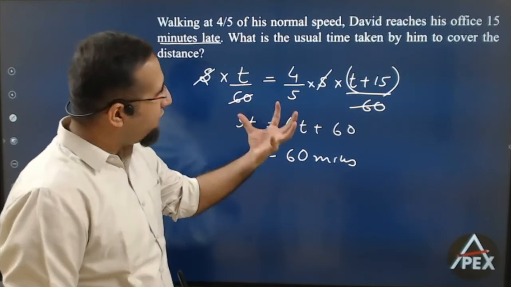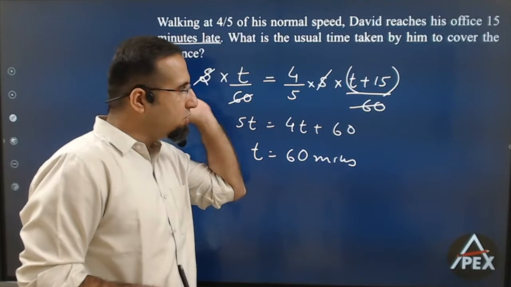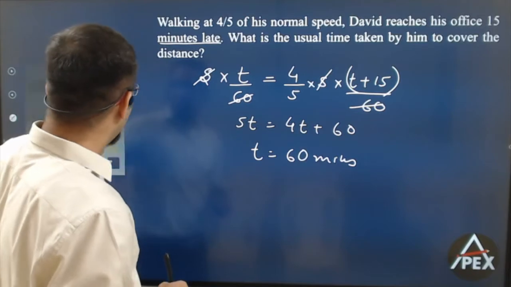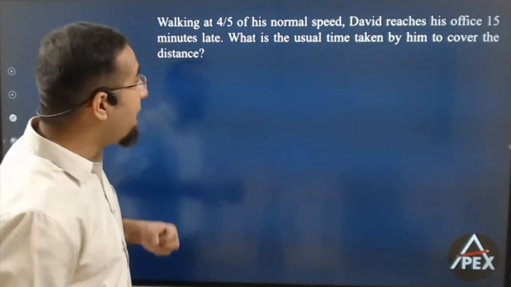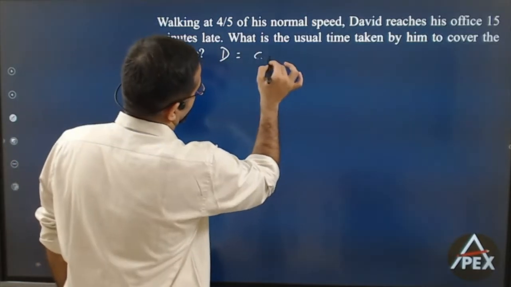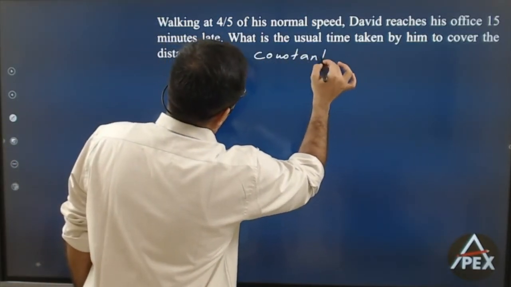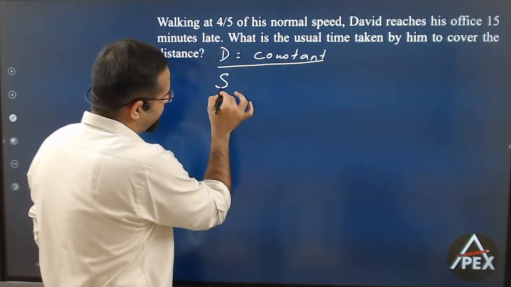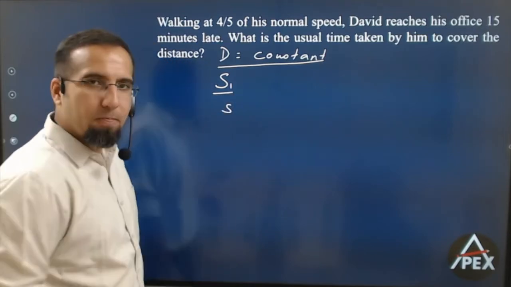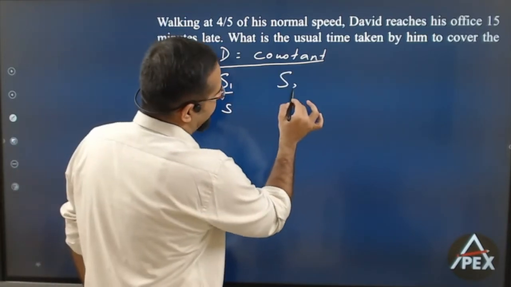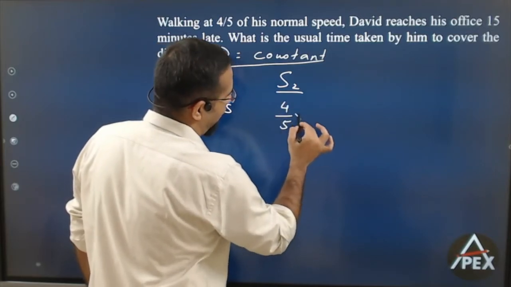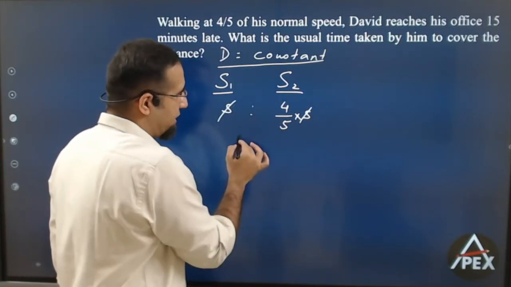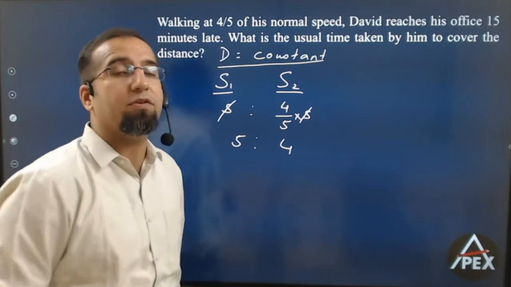Clear? So this is one more way in which we can look at it as distance as constant, and then we are moving ahead with the solutions here. Now let's try to understand the same question by using proportionality. If I know that distance is constant, what is the ratio of their speeds? If his usual speed is s, then his new speed is 4/5 of s. Now when I equate this, s gets cancelled. When we cross multiply, this becomes 5:4.